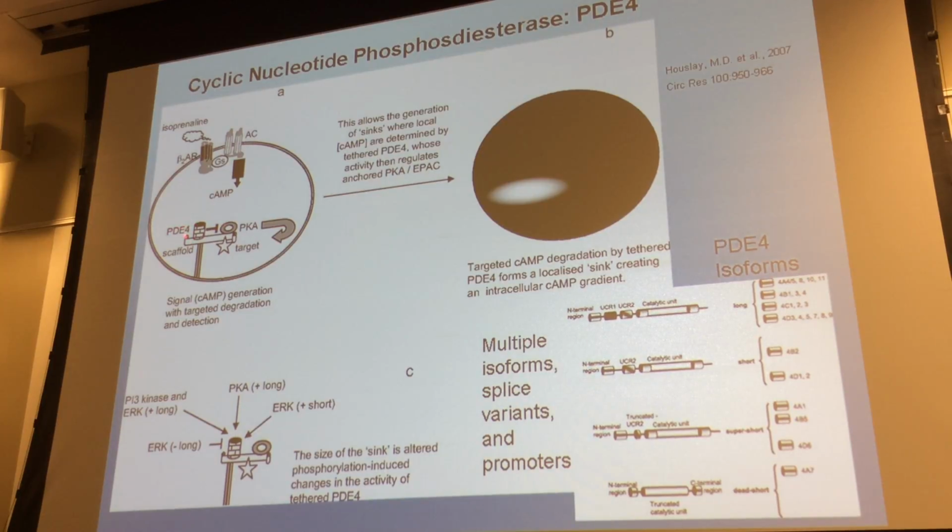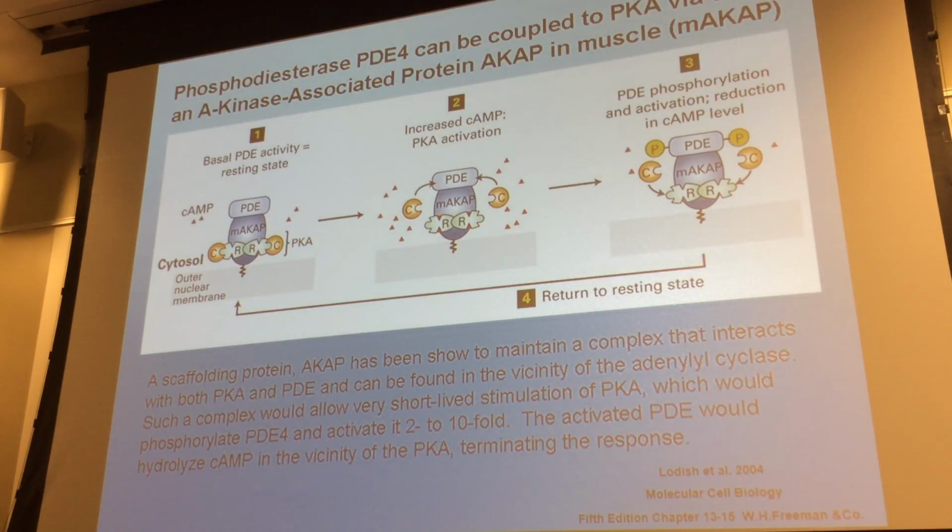And here we've got our PDE4 scaffolded on one of those ACAPs. It's regulated by PKA, but it can eliminate the cyclic AMP that might be in the vicinity of that PKA. So you can keep an area where you're not going to have a lot of cyclic AMP that's made, so that you can really target different regions even within the same cell.